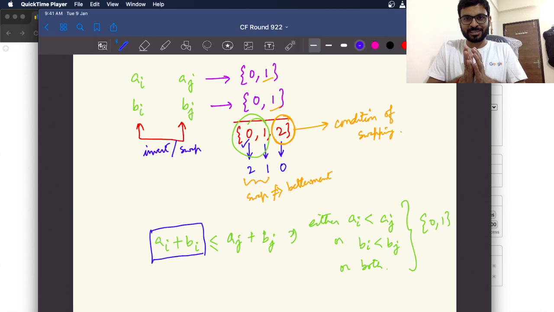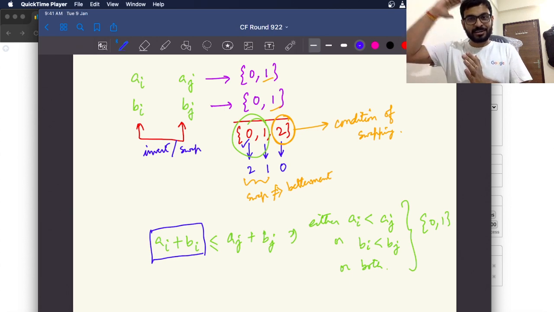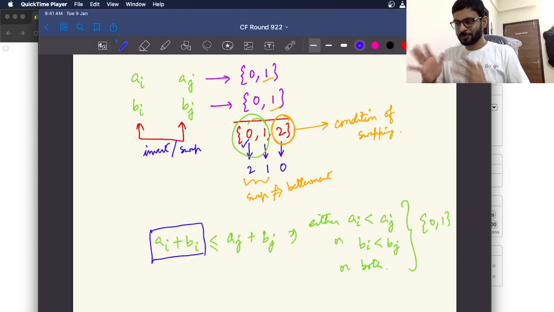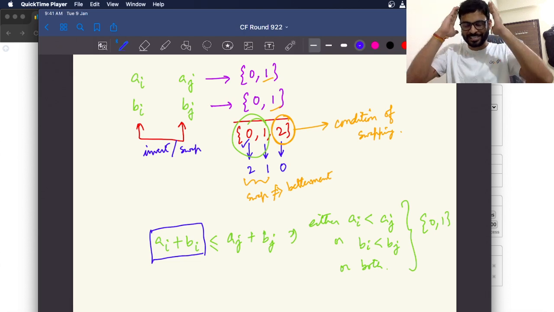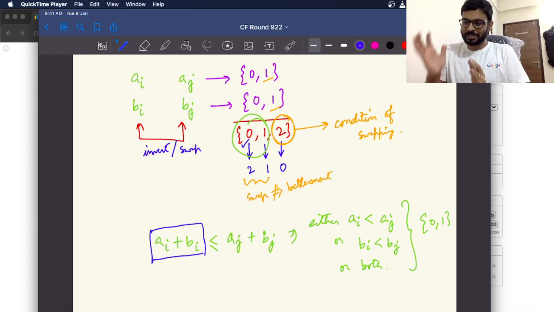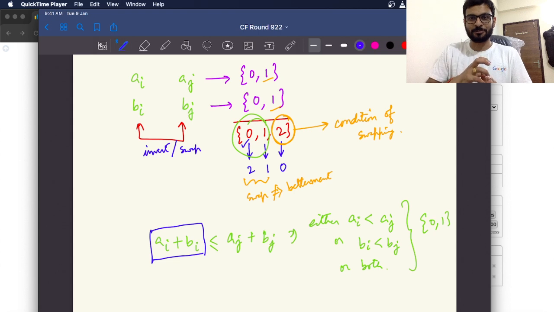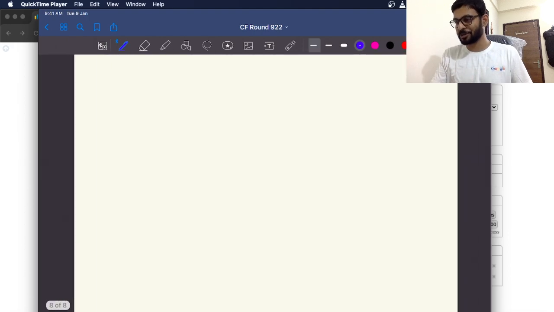At every position, forget AI and BI. Take AI plus BI. That is what I did. So at every position, just think about AI plus BI. Whichever one has less, keep that before. Whichever one has greater, keep that later. So that is the comparator sort logic.